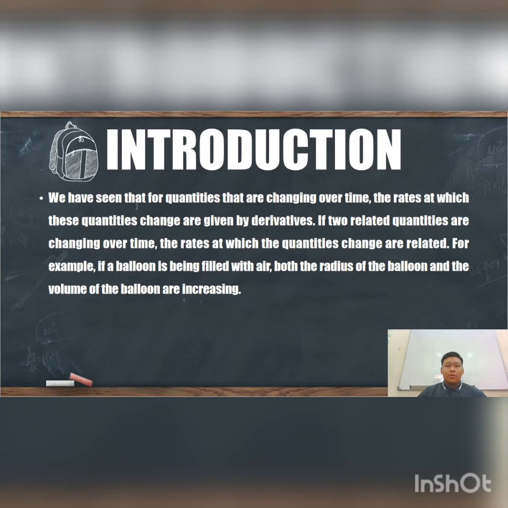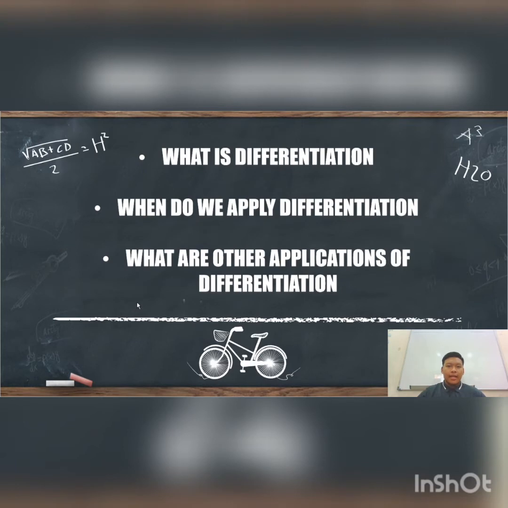We have seen that for quantities that are changing over time, the rates at which these quantities change are given by derivatives. If two related quantities are changing over time, the rates at which the quantities change are related. For example, if a balloon is being filled with air, both the radius of the balloon and the volume of the balloon are increasing.